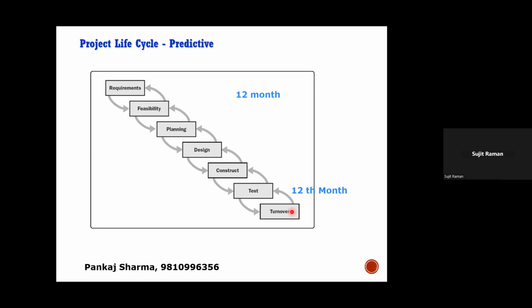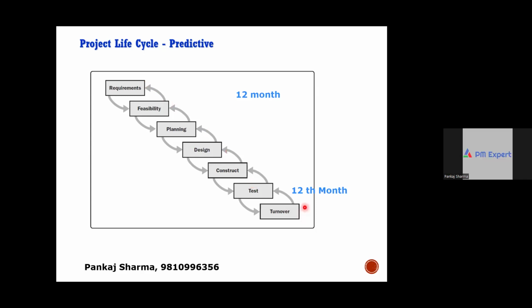One question, Pankaj: when we are following this, do we have sprint-wise delivery with the customer? We are talking about the predictive life cycle, so no, absolutely no sprints. Then it's the waterfall model. We are implementing the whole project in a linear model like this.